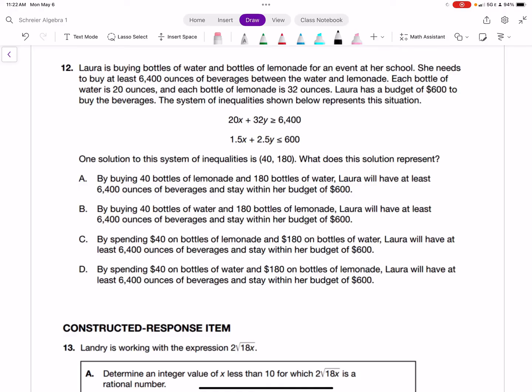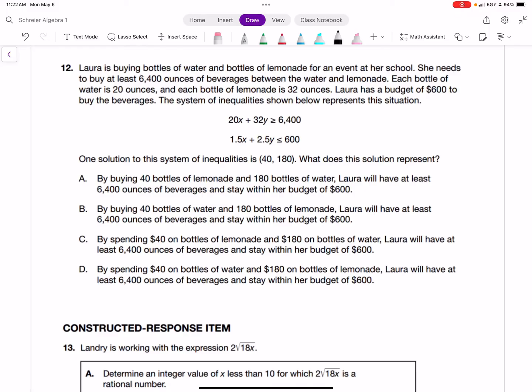She needs to buy at least 6,400 ounces of beverages between the water and the lemonade. Each bottle of water is 20 ounces and each bottle of lemonade is 30 ounces. Laura has a budget of $600 to buy the beverages. The system of inequalities below represents the situation.